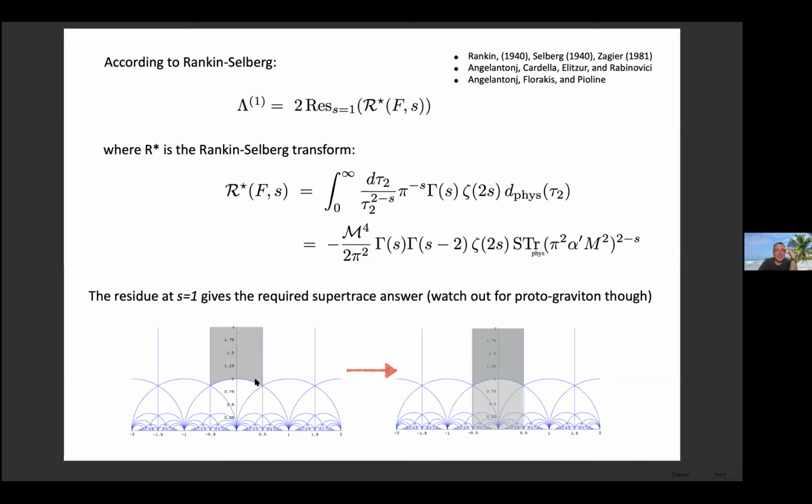And what it does is it takes this integral and it unfolds it onto this strip, which is sometimes called the critical strip. And it turns it into an integral. You see this transform, it's an integral over all tau, so it's integrating from 0 up to infinity. And that's what it does. It turns an integral over the fundamental domain into an integral over the whole tau2 going from 0 to infinity.